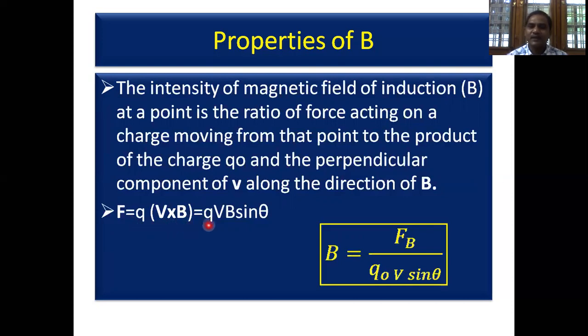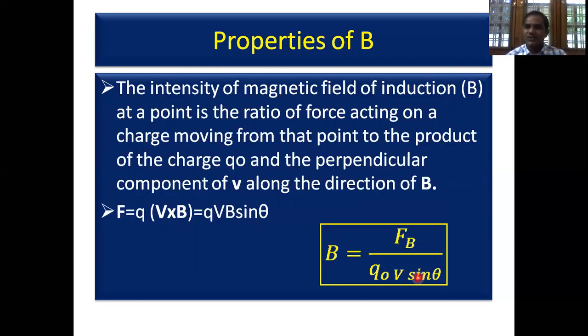If you take the magnitude, you can write F equal to q v B sin theta. So from this you write B equal to F_B by q₀ v sin theta. Here F_B stands for the force experienced by the charged particle, q₀ is the charge of that charged particle, and v sin theta is the velocity component perpendicular to the field direction.